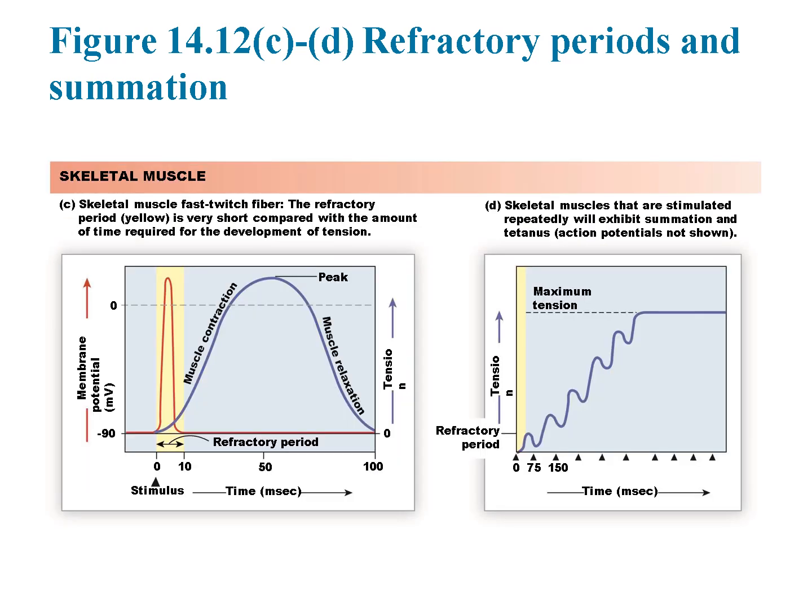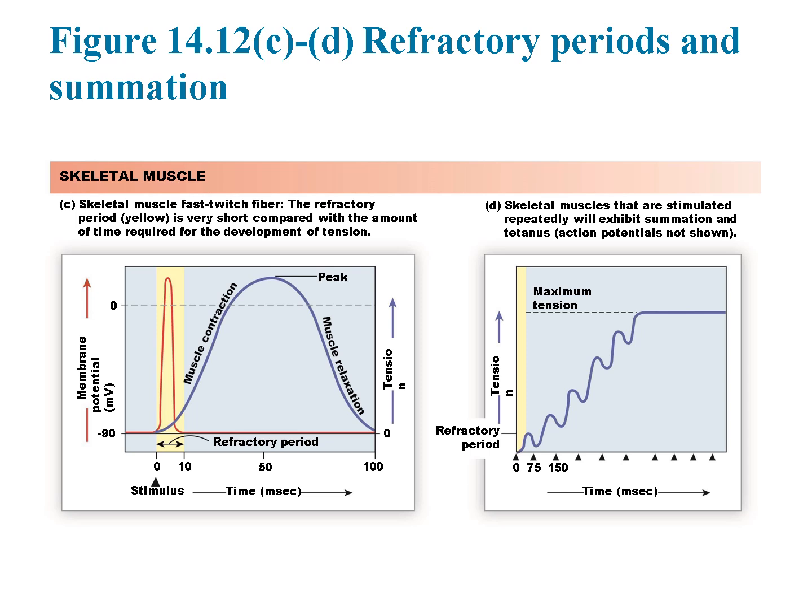Unlike cardiac muscle, skeletal muscle fibers have a much shorter refractory period, allowing them to undergo summation and reach maximum tension when repeatedly stimulated. In the left graph, we see that in a skeletal muscle fast twitch fiber, the refractory period, shown in yellow, is very brief compared to the time required for muscle contraction and relaxation. This short refractory period allows skeletal muscle fibers to be re-stimulated before the first contraction has fully ended.